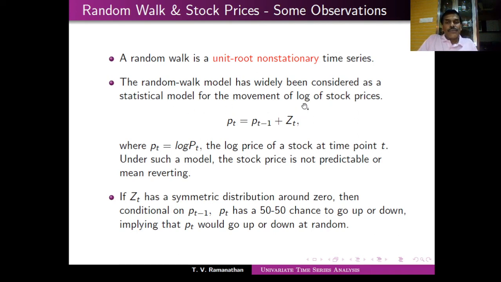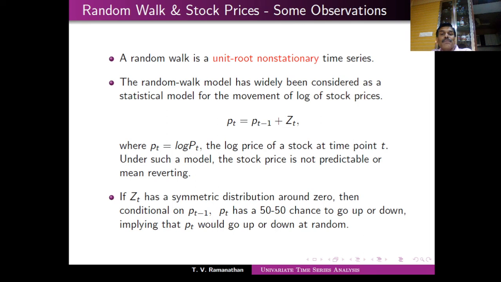A random walk model is widely seen as a statistical model for the movement of log stock prices. So pt is the log of uppercase Pt, where uppercase Pt is nothing but the price of a particular stock, and this is the log of that. One of the models you can approximate this with is pt equal to pt minus 1 plus zt. Right now we haven't assumed any particular distribution; we simply said that it is white noise. But you can still assume a particular distribution, and then this can be an approximate model for the stock return.